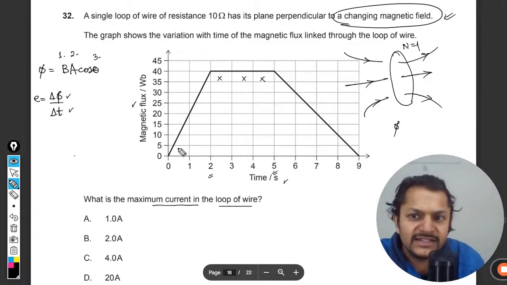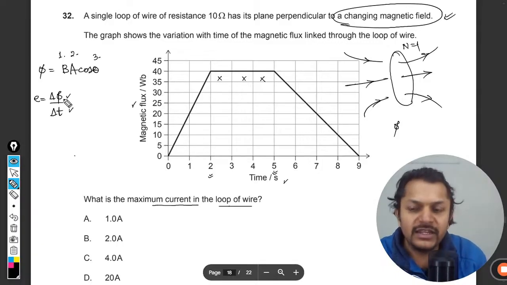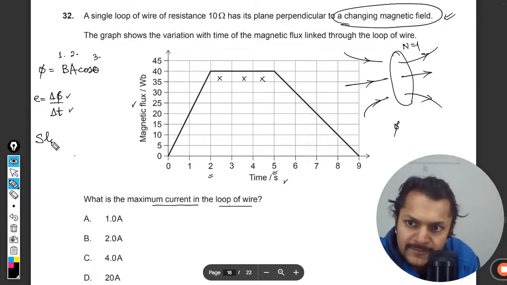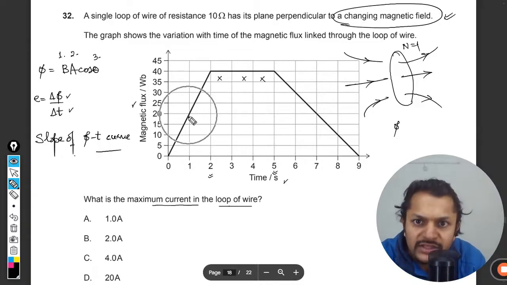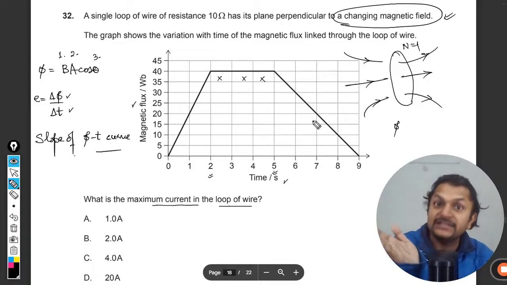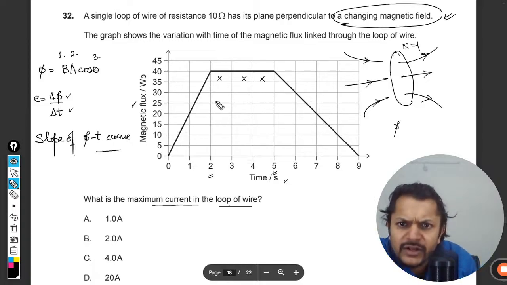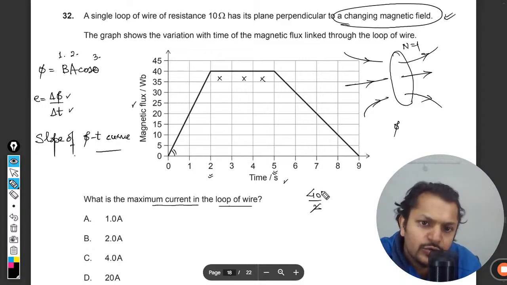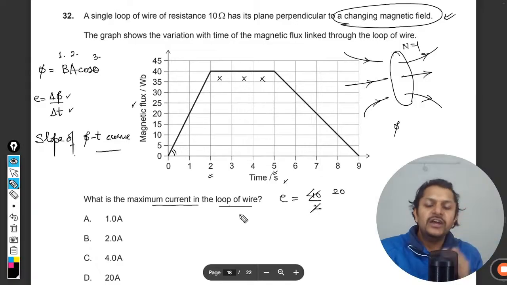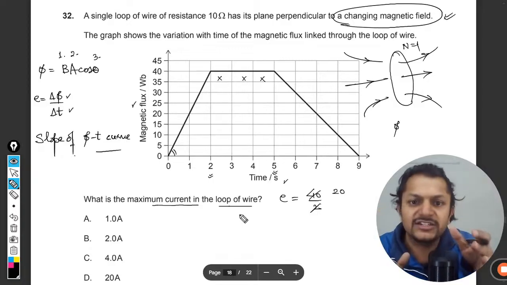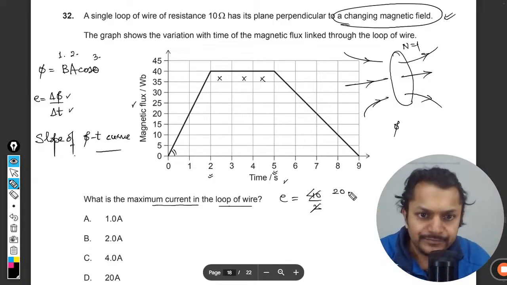But here we can clearly see that the slope is more. So d phi by dt or delta phi by delta t is actually the slope of the phi t curve. The slope of the phi t curve is more in this case and lesser in this. So the EMF produced here, we have to find the tangent theta here. That will be 40 Weber divided by 2, that is 20. So this is d phi by dt, that is the EMF. So EMF generated in this case initially is 20 volt.